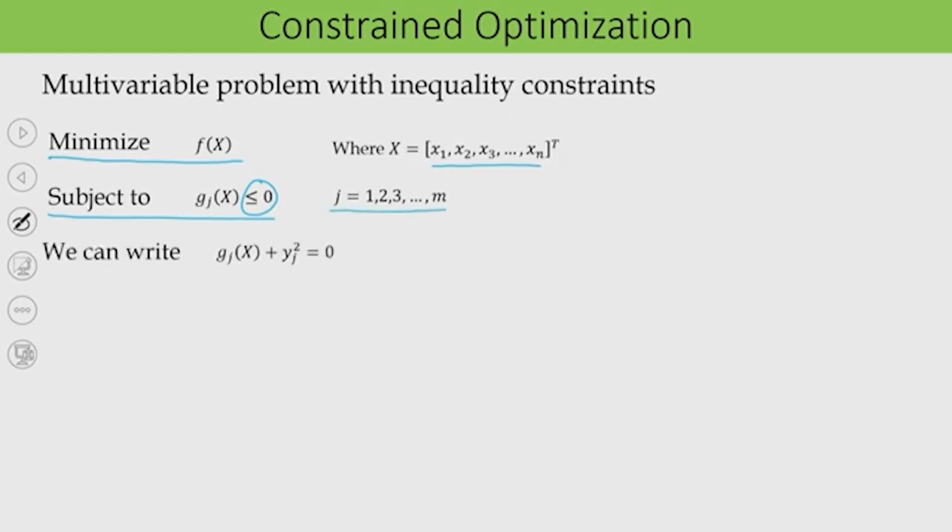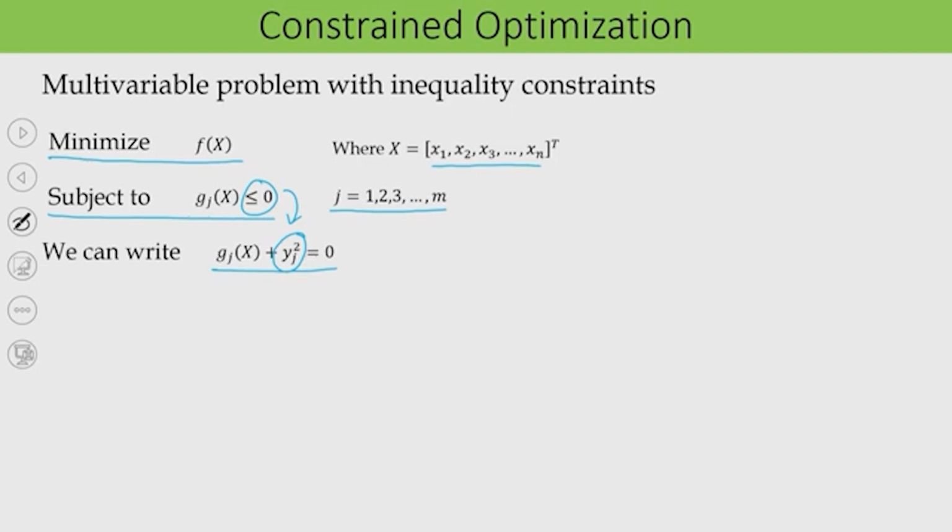Now, we can write this constraint g_j(x) less than or equal to 0 as g_j(x) plus y_j square equal to 0. So, what we are doing here? We are putting this y square term, which is another variable y, just to make the constraint an equality constraint. We are converting the inequality constraint to an equality constraint, so that I can apply the sufficient condition of optimality that we discussed in the last class.